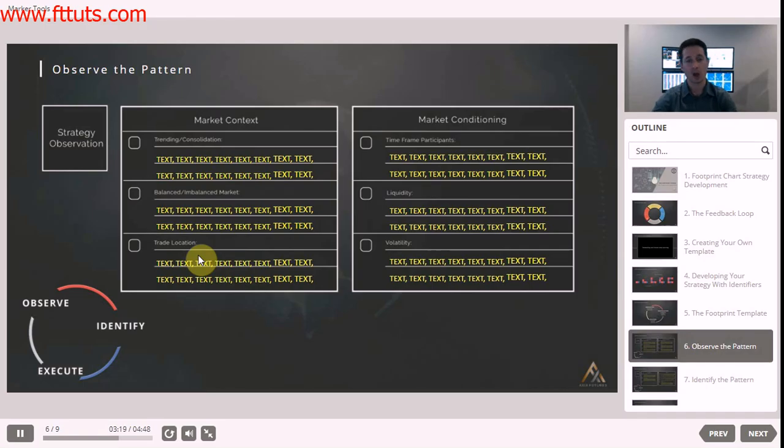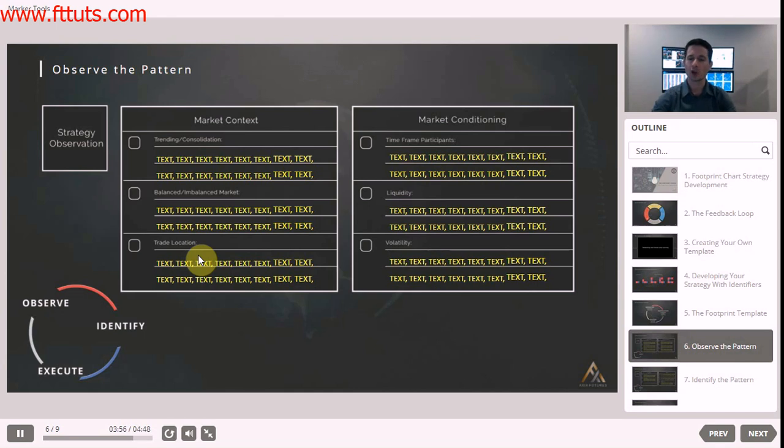Then, in terms of market conditioning, we want to talk a little bit about the time frame participants. What are we seeing? Are we seeing a lot of noise from algorithms? Are we seeing large, big orders come into the market? Or are we just seeing a lot of passive, responsive type orders coming into the market? So that's what we'll talk about in terms of time frame participants. In terms of liquidity, is there a lot of liquidity? Are the market conditions quite thin? And then volatility, is there volatility or not? Okay, so once you've done that, you've effectively completed the first part of the template, which is the strategy observation.